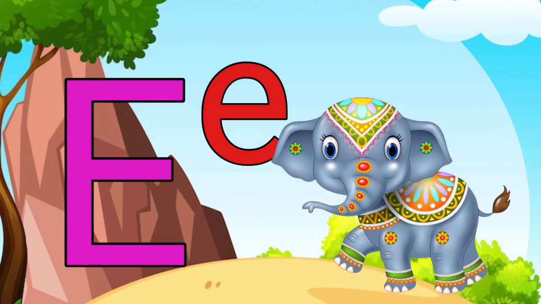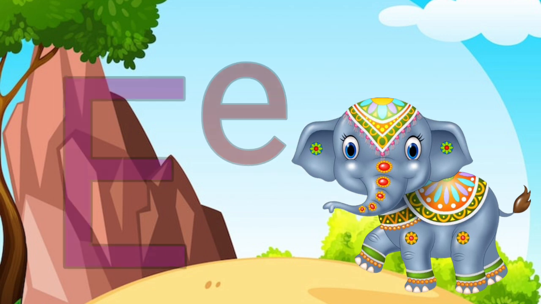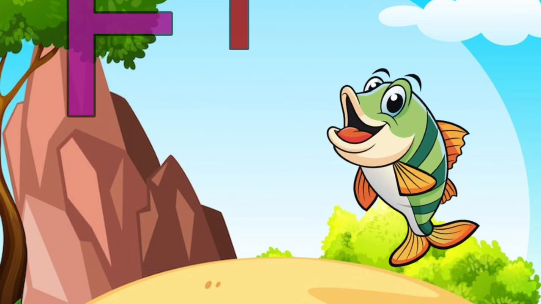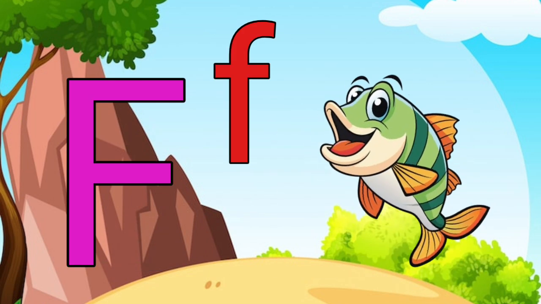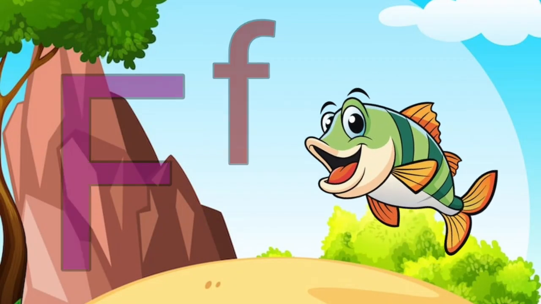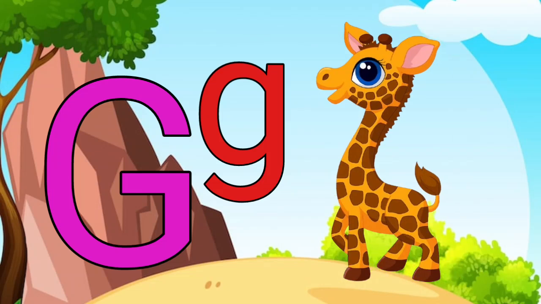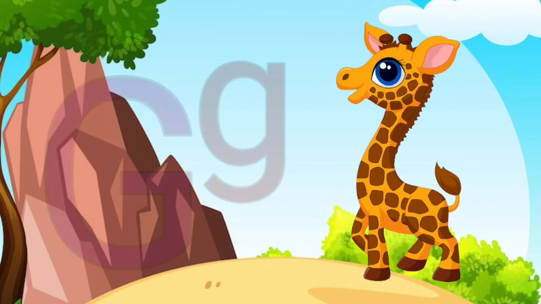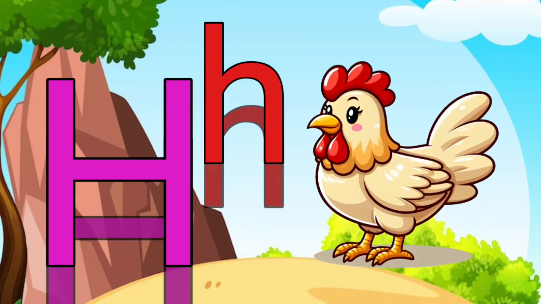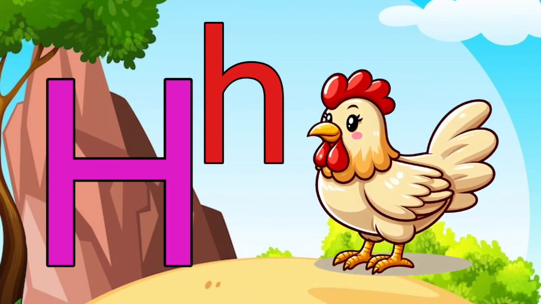E. E for elephant. F. F for fish. G. G for giraffe. H. H for hen.